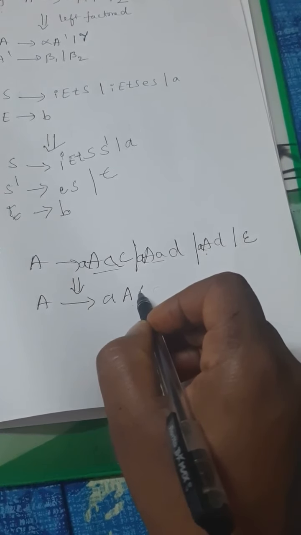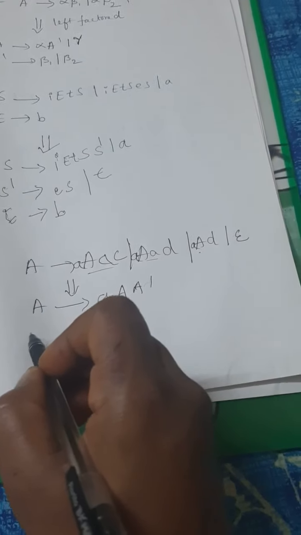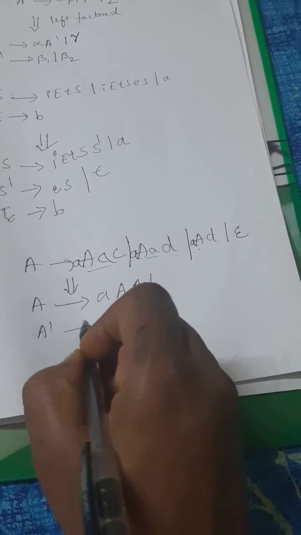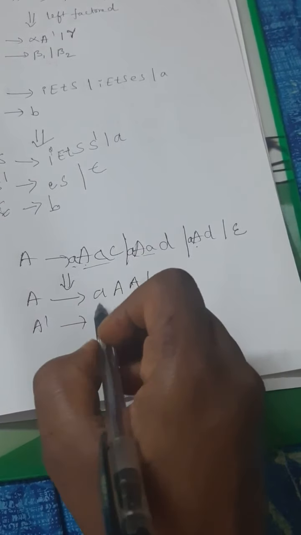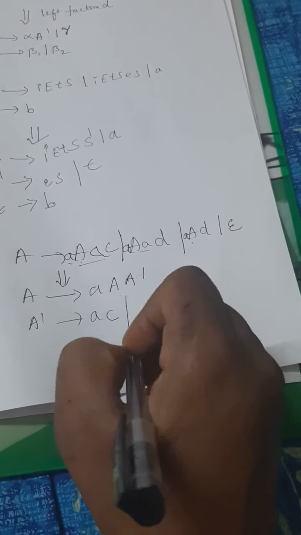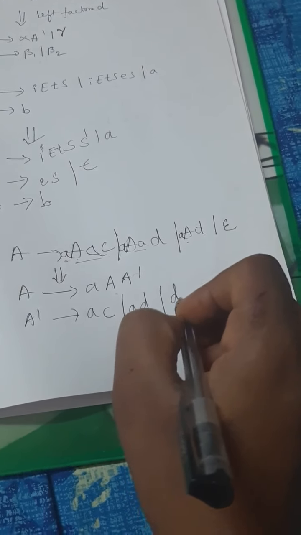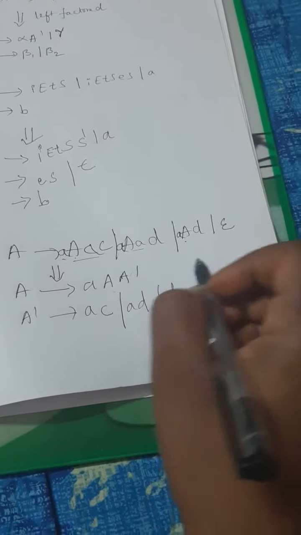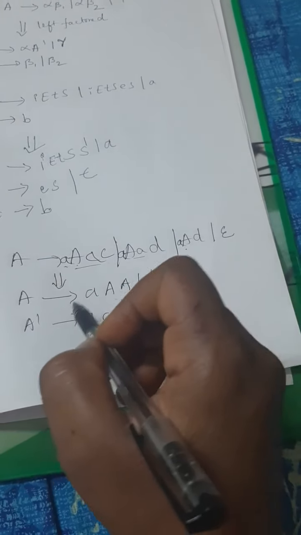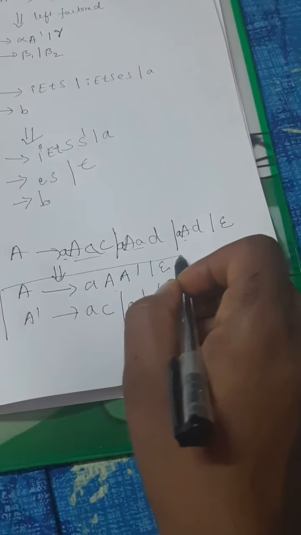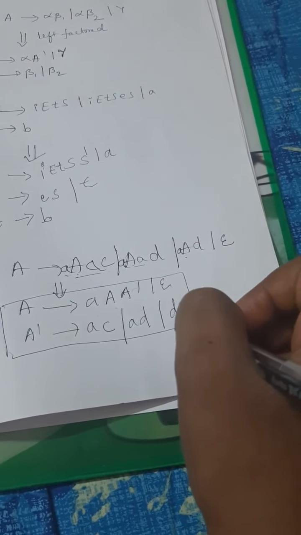Next I am going to introduce a new grammar symbol, say it is A dash. And what does this A dash produce? A dash produces the remaining thing. So after A, what is left out in the first production? AC, second production AD and third production D. The epsilon you should introduce as it is. So this is the grammar after removing the left factoring from it.